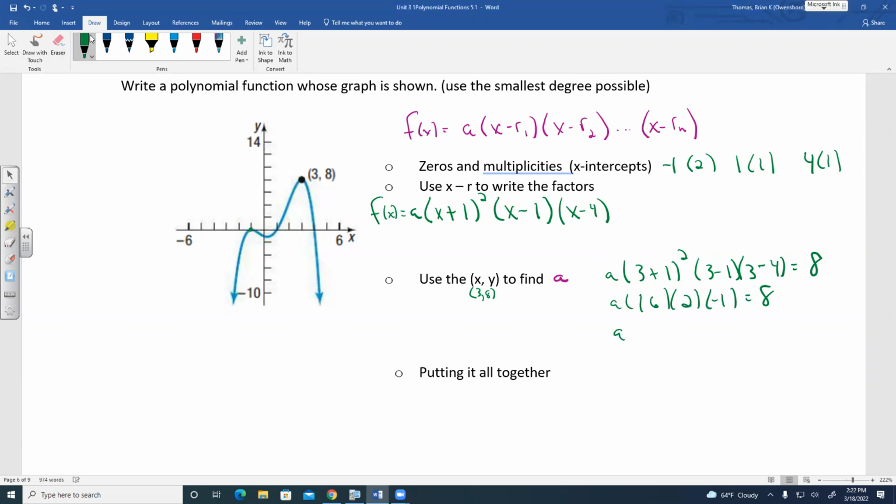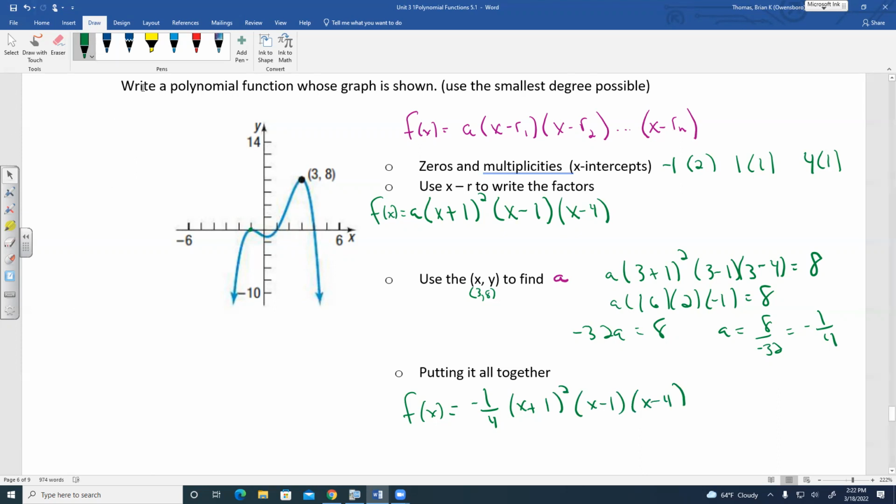So that's going to be 32 times -1, so that's going to be -32a equals 8. So a is actually going to equal 8 over -32, which is going to reduce down to -1/4. So if we put this all together, then we should have f of x equals -1/4 times x plus 1 to the power 2 times x minus 1 times x minus 4.